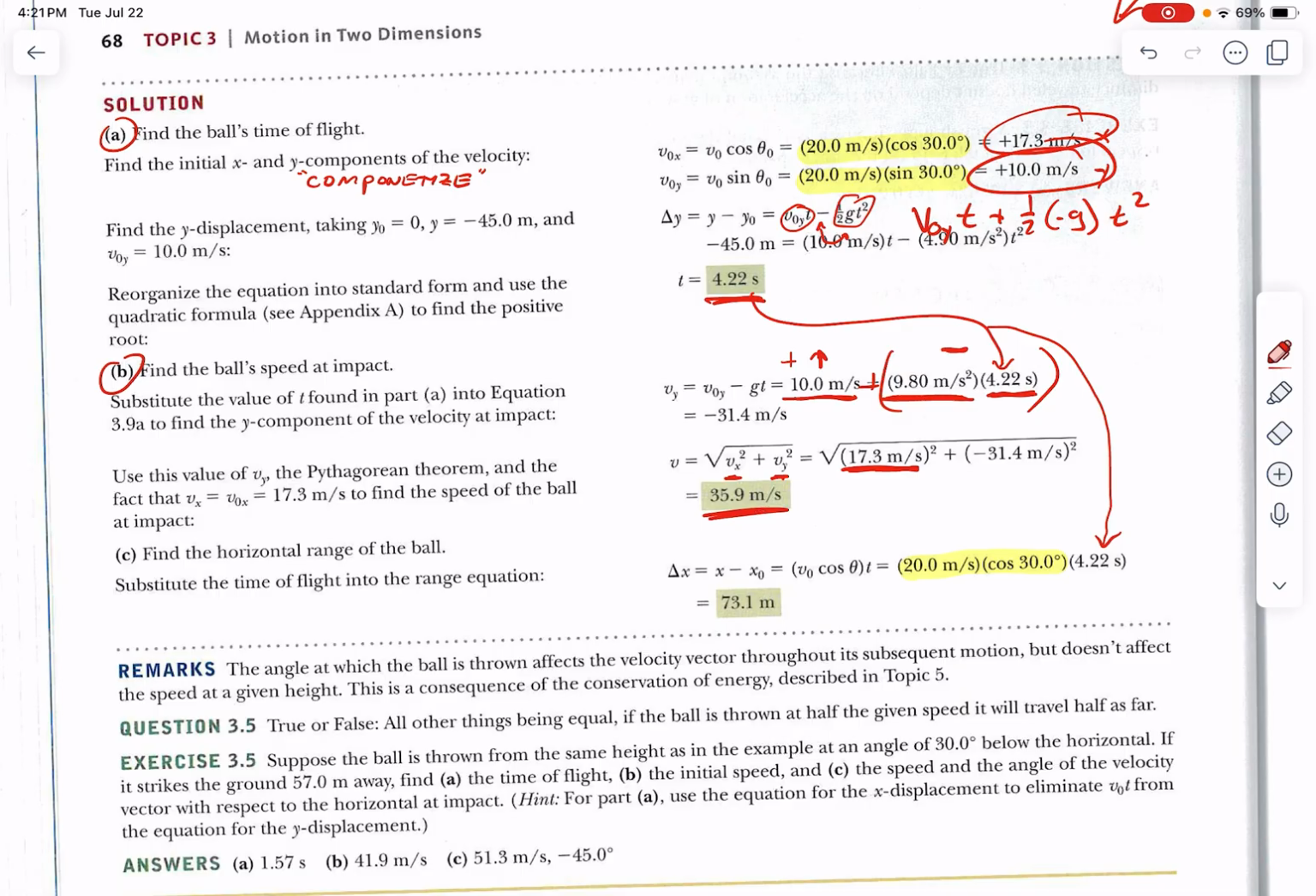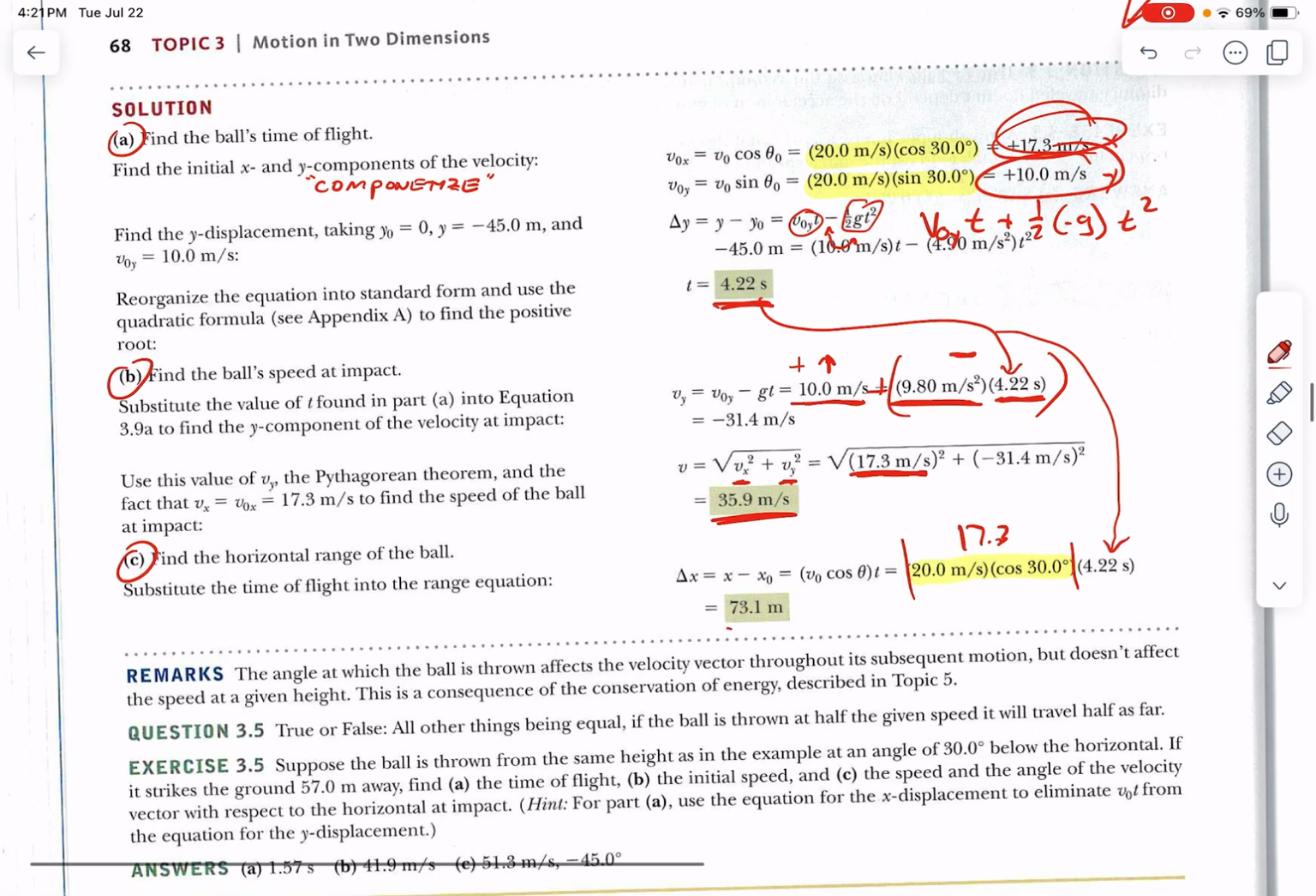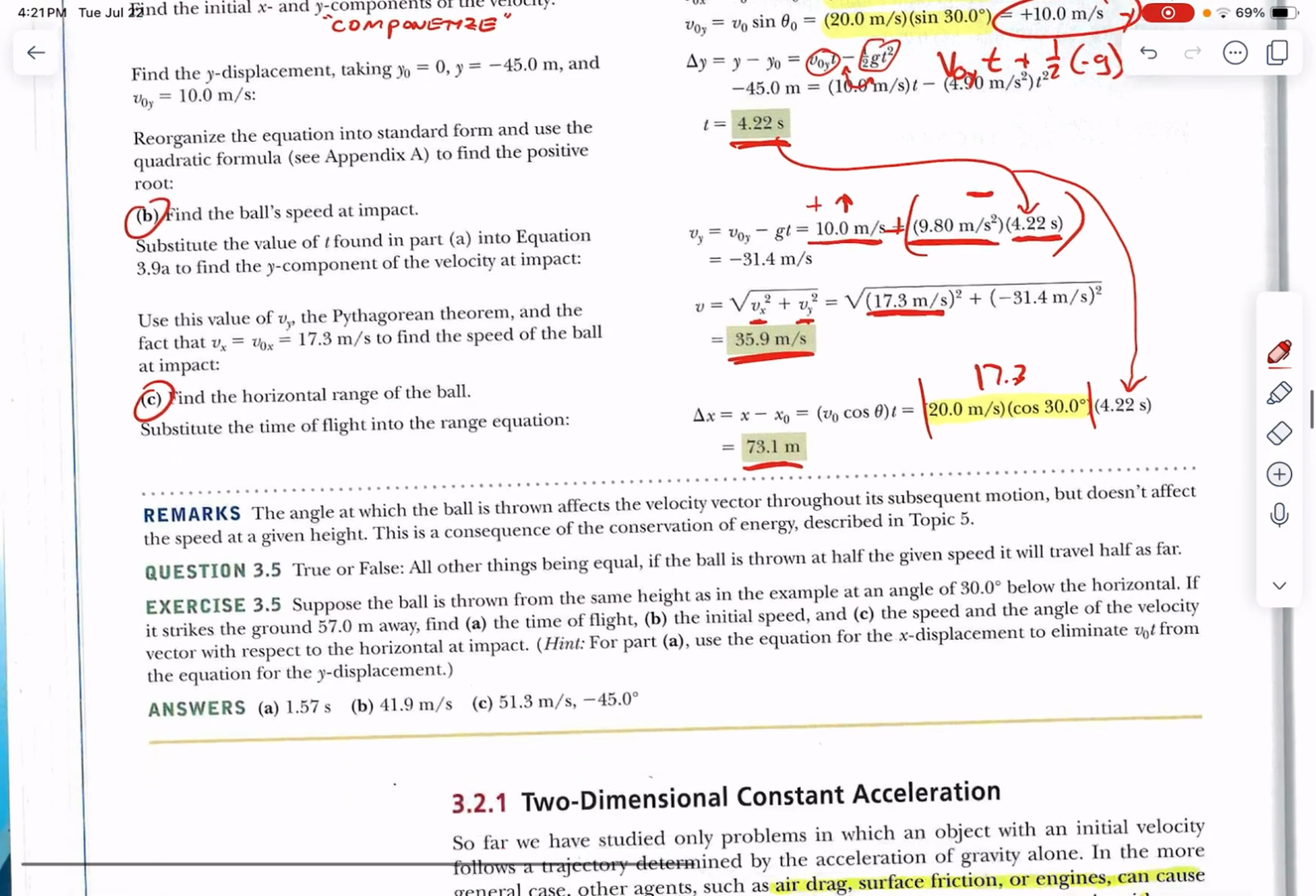And then finally in part C, find the horizontal range of the ball. So what we're going to want is the component in the x direction, and that component in the x direction actually we already found up here was 17.3, and it's traveling in this x direction for 4.22 seconds, and we get a range along the x-axis of 73.1 meters.